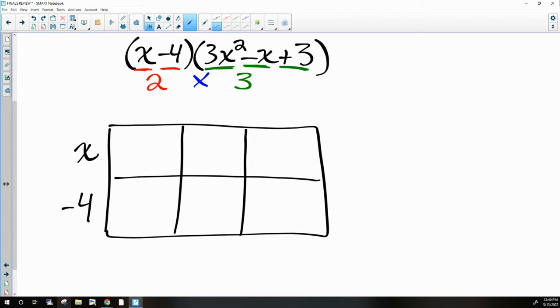So on the top, we have 3x squared, minus x, and +3. Again, keep those signs so you know what's positive and what's negative.